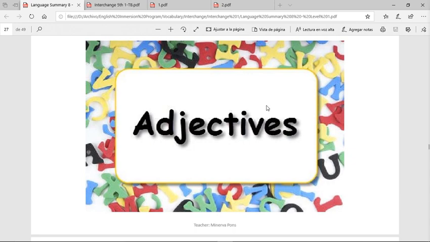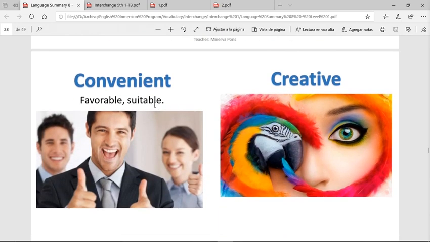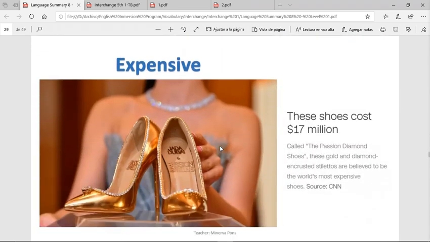Okay, very good. Some adjectives. Let's see. Convenient. Convenient is something favorable or suitable. It's something that is good for you. It's convenient for you to have the classes online because you cannot see your teachers in person at these moments. That's convenient for you. Okay? Creative. Something creative is something with a lot of imagination, something that can be really beautiful, like this image. This image is creative, actually.